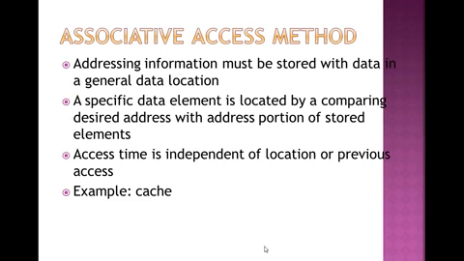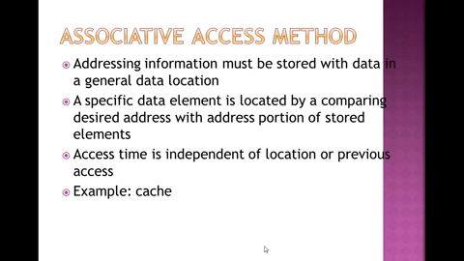Then the next method for fetching the data is the associative access method. There are four types of methods: sequential, random, direct, and then the associative access method. The first point says it addresses the information that must be stored with data in a general data location. So with the use of the associative access method, we can address the information that is stored in the general data location, or in a simple location, from where data can be fetched very easily.